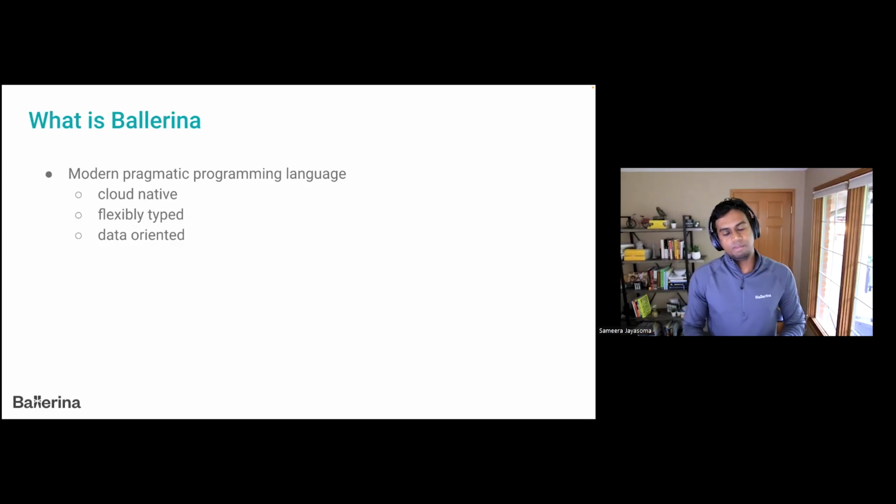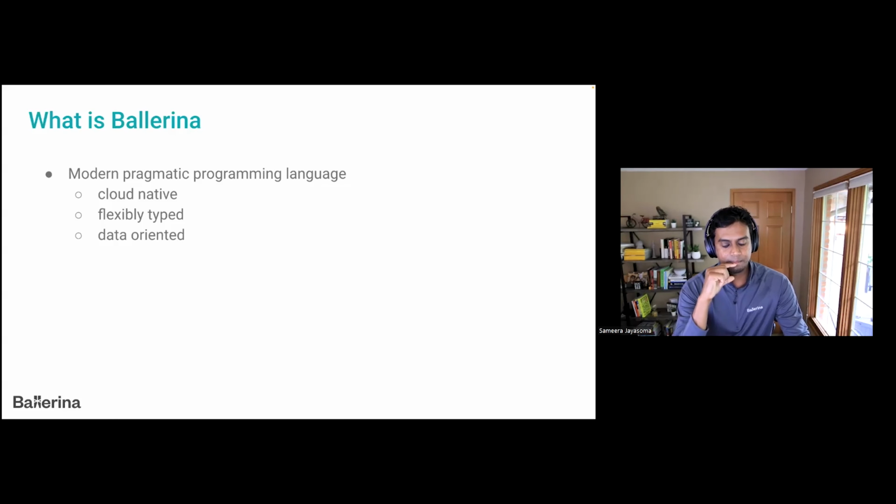So Ballerina is a modern programming language. I think I can safely say modern now. I defined the term in the previous slide. It is also a pragmatic programming language, in that what I mean by that is it is designed for the industry to write real world applications. It's not a theoretical language. It's a pragmatic language, and it's cloud native, as in it has cloud native abstractions to communicate over the network and also to run software in the cloud. I'll try to demo all these aspects.